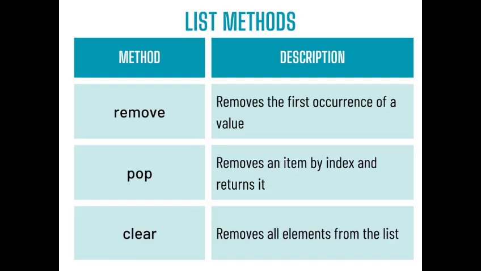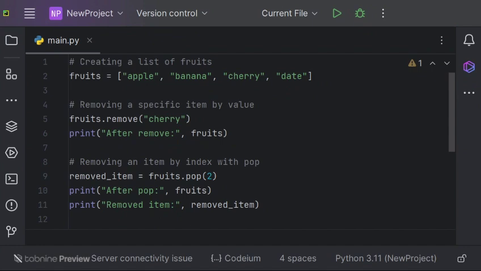Sometimes you might need to remove items from a list. Python provides several methods to do this: remove, pop, and clear. Now let's look at different ways we can remove elements from a list.